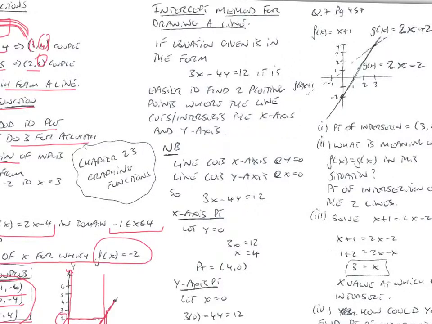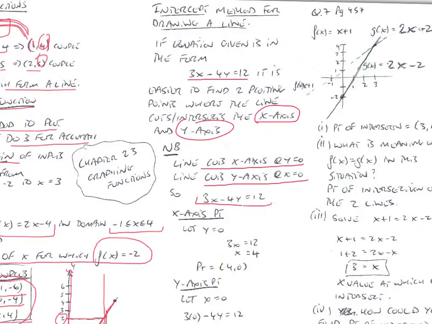Now let's talk about the intercept method, which allows us to draw a line very quickly. Okay, so if we're given an equation in the form 3x minus 4y is equal to 12, it is easier to find two plotting points where the line cuts or intersects. One is at the x-axis and the other one will be at the y-axis. A straight line graph will always cut the x-axis at y equals 0 and will always cut the y-axis when x is equal to 0.